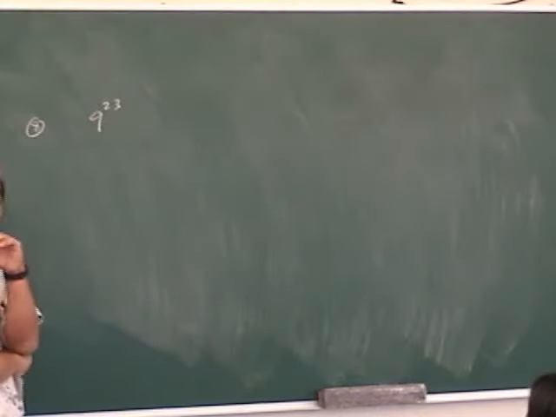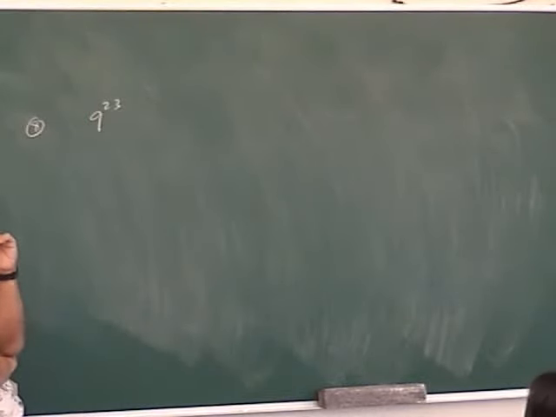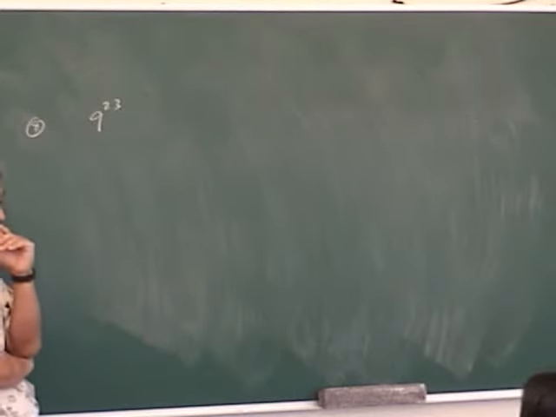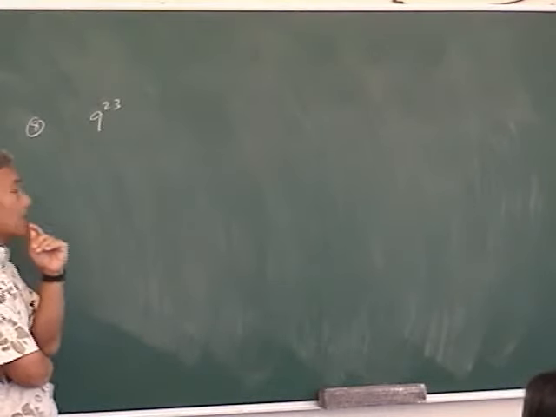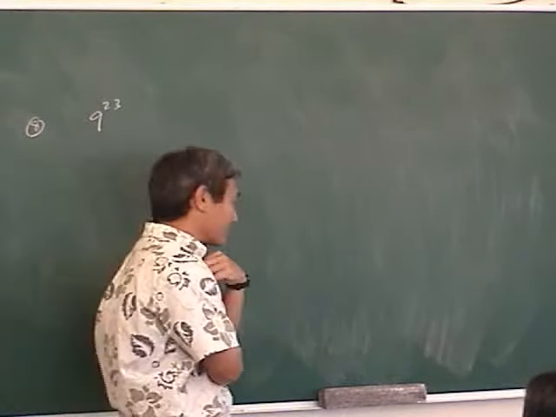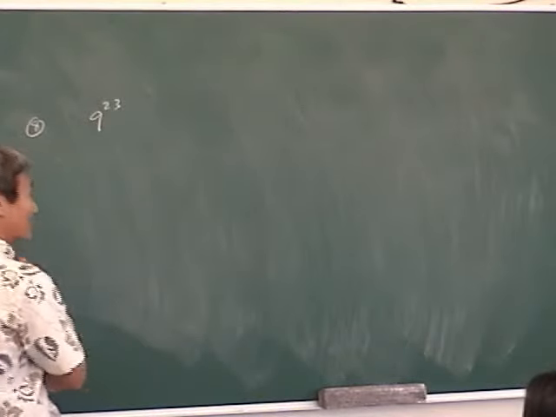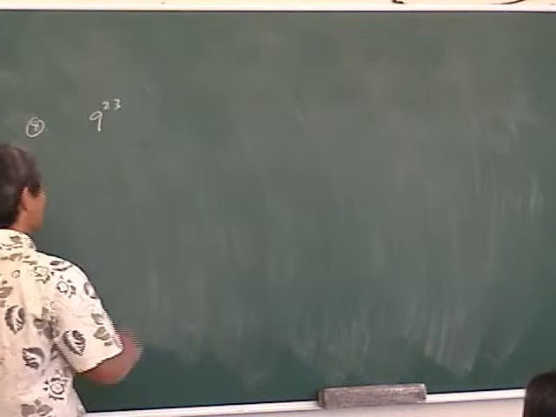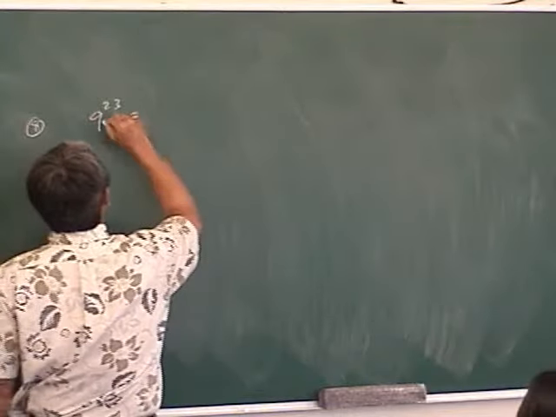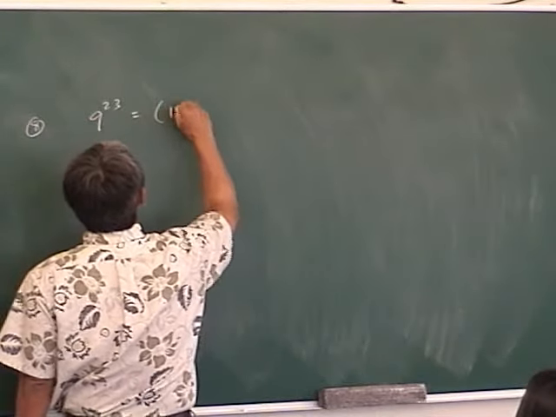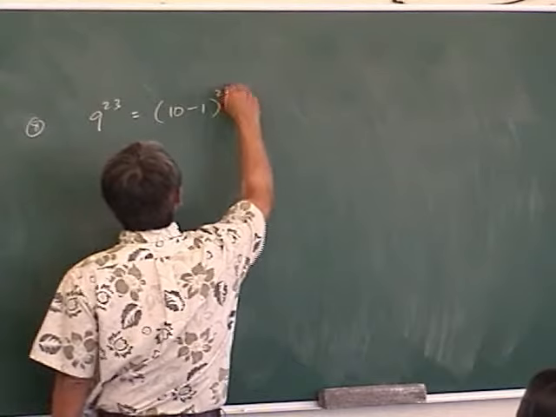Unless you have a TI-89. Does anybody have a TI-89? Because it can show 200 digits, that's why. But anyway, you're not going to have a calculator on Friday's test. How do you find the last 3 digits? I gave you a hint. You change the 9 to 10 minus 1, to the 23rd.